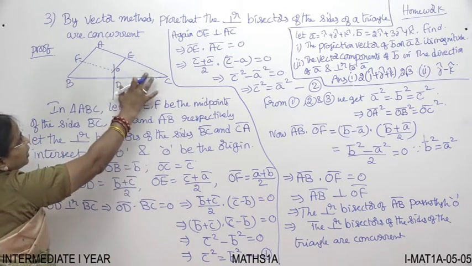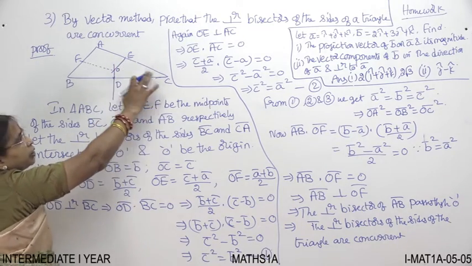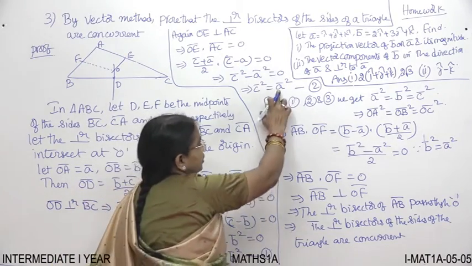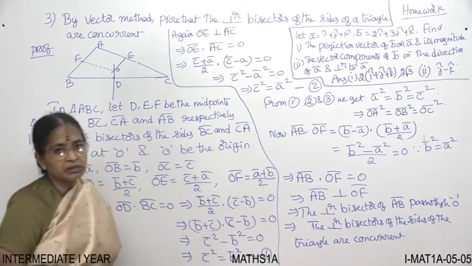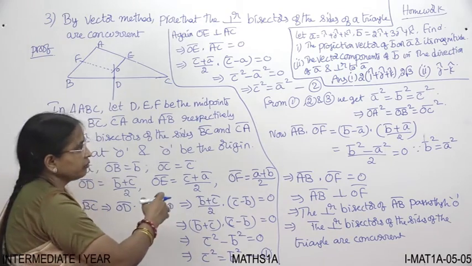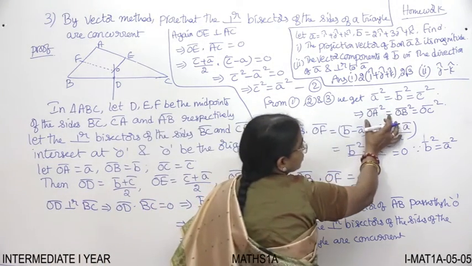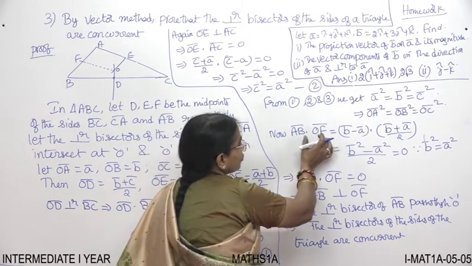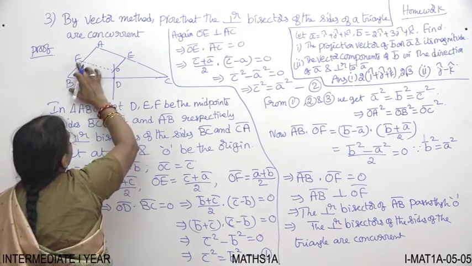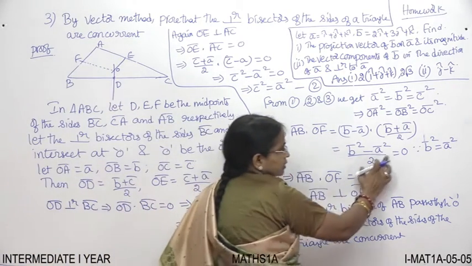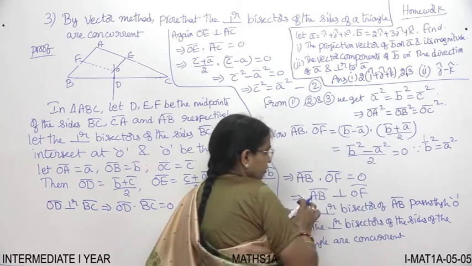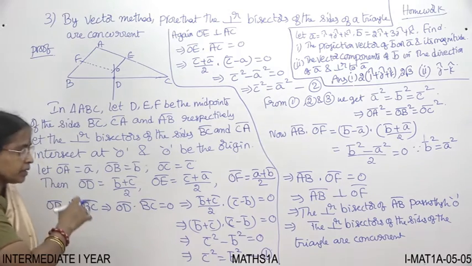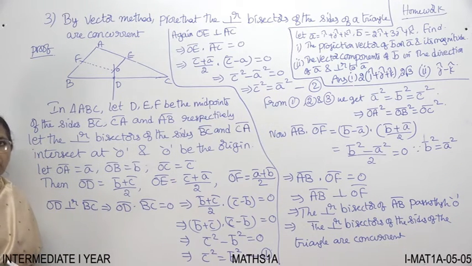In the same way, AC is perpendicular to OE, so their dot product is 0. So you get like this. Now from these 2, you will get A square is equal to B square is equal to C square. So A square means OA square is equal to OB square is equal to OC square. Now take AB dot OF. You will get this as 0 because B square is equal to A square. So they are perpendicular. So like this you prove that the perpendicular bisectors of the sides of a triangle are concurrent.